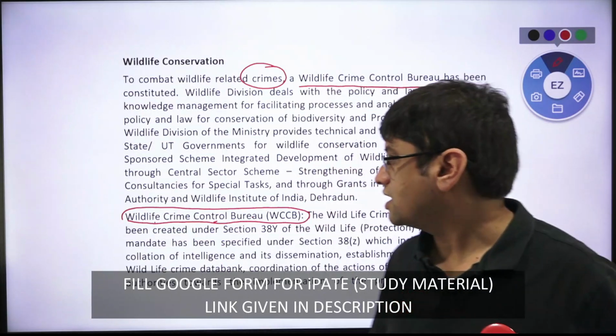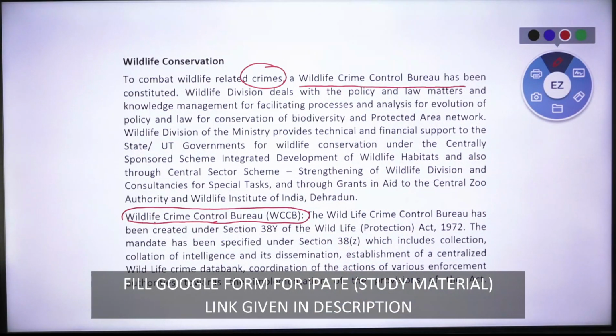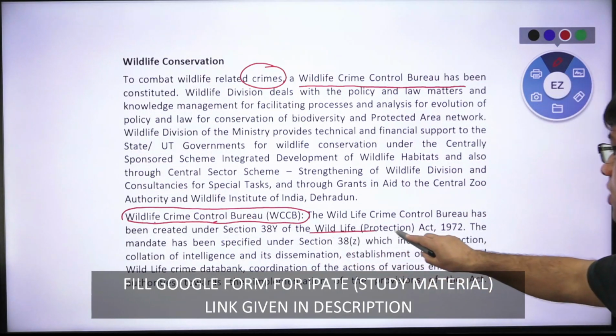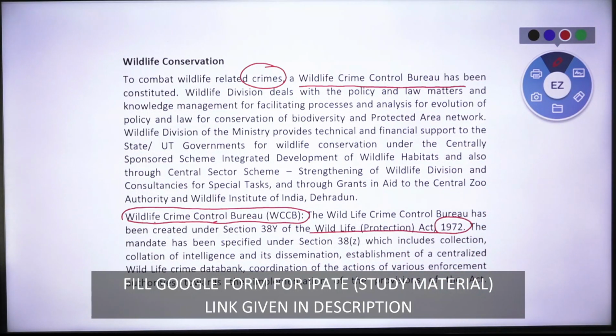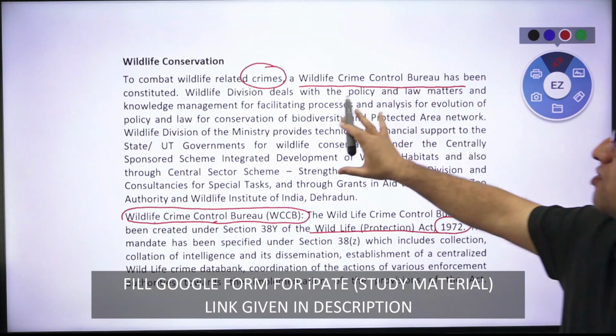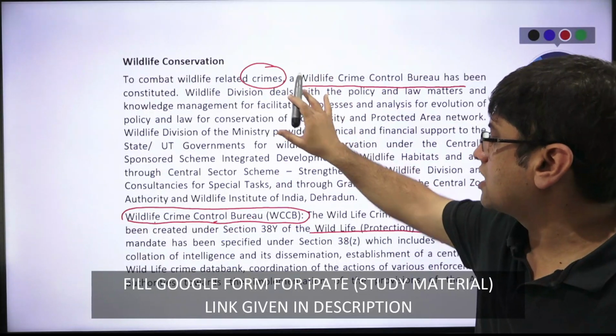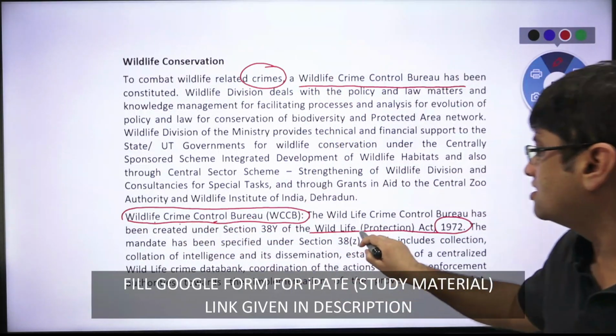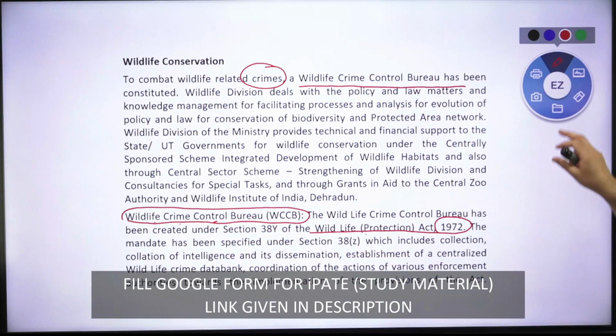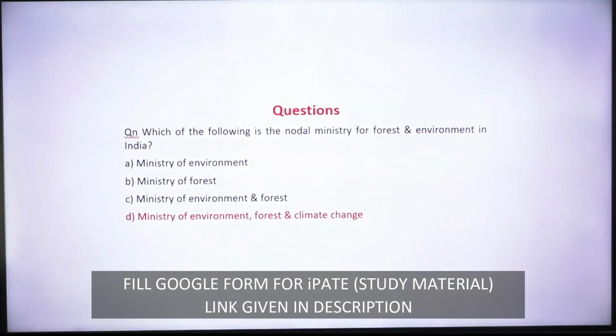So a bureau related to that has been created, the Wildlife Crime Control Bureau, that you need to understand, and that comes under the Wildlife Protection Act 1972. Under this section it is created. So what is to be remembered? Anything which is related to wildlife crime is handled by this, and this is created under the Wildlife Protection Act 1972. That is all you need to know.